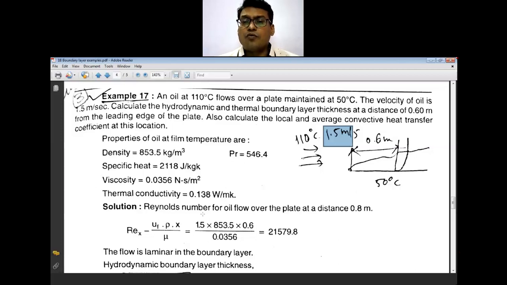So the Reynolds number for the oil flow over the plate at a distance of 0.6 meters is velocity times density times the distance x upon mu. Velocity is 1.5 meters per second. The density of the oil is 853 kg per meter cube, the distance is 0.6 meters, and the viscosity is 0.0356 Newton second per meter square. So the Reynolds number comes as 21,500.